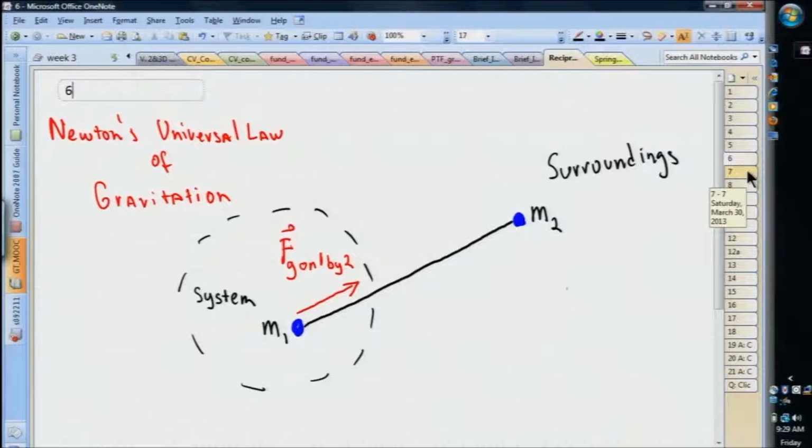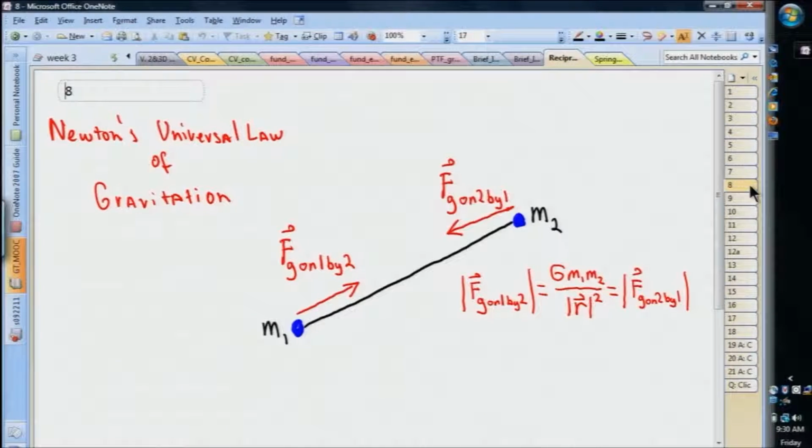We could then carry out the same thought process we used earlier, and we would end up finding that the magnitude of F sub g on 1 by 2 is given by a familiar expression: the universal gravitational constant, big G, times the product of the masses divided by the square of the distance between the masses, which, as we discussed earlier, this entire expression for the magnitude is the same as the magnitude of F sub g on 2 by 1.